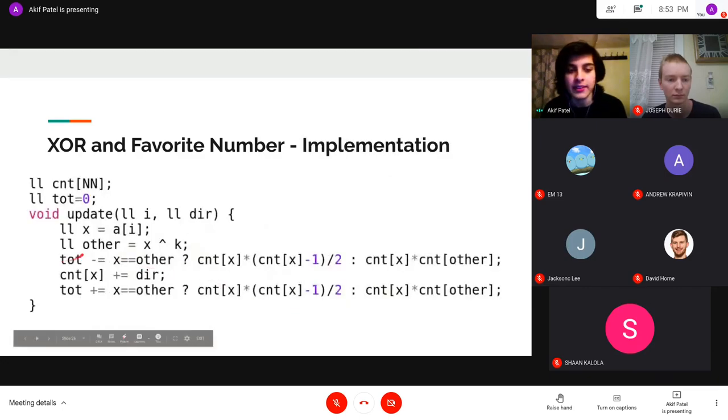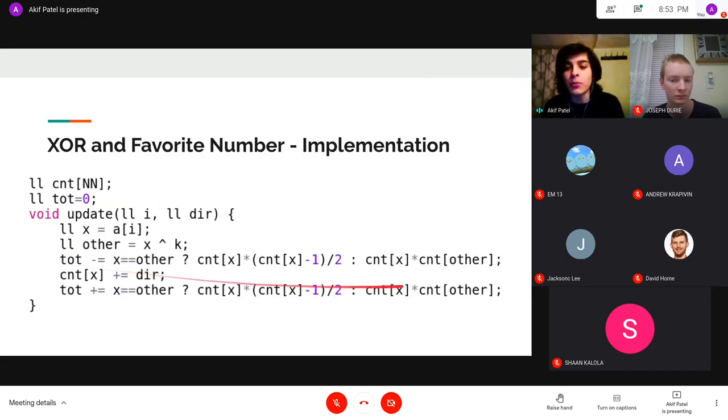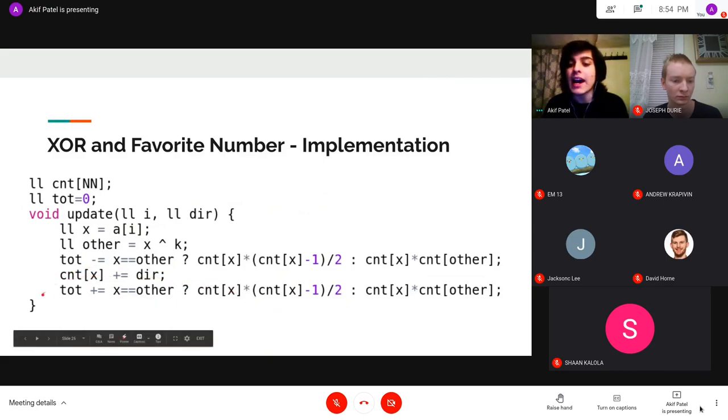Let me show you guys the code to make more sense. So we have this count array of how many times each value shows up, and then we have the tot, which is the answer, how many subarrays in this current range work. And the way we do it is we're adding position I, index I, and this is the dir of adding or removing, right? So then this is the current value X that we're adding or removing, and other is what we're matching it with, right? It's X XOR K. And so this is the formula for the contribution. So if X equals other, if X equals X XOR K, then we do count X choose 2. Otherwise, we do count X times count other. And this is the contribution of X to the number of valid subarrays. Then we update count X by adding or removing, and then we just add the formula back.